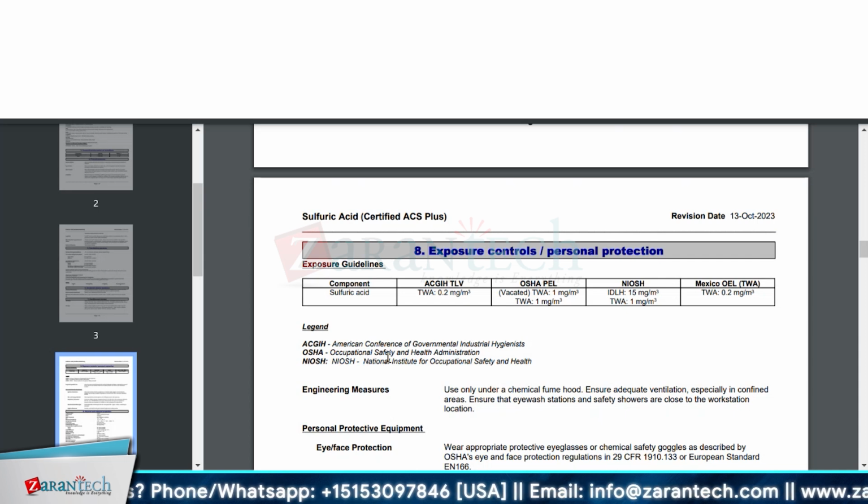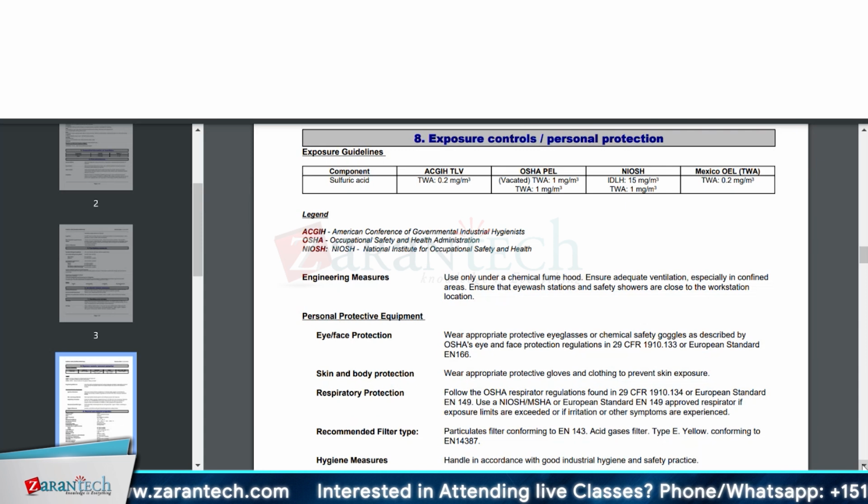They have clearly mentioned what ACGIH and the others are. ACGIH is the American Conference of Governmental Industrial Hygienists, OSHA is the Occupational Safety and Health Administration, NIOSH is the National Institute for Occupational Safety and Health. As I told in my introduction, I did OSHA, and I did IOSHA also, so I'm certified in these institutes. Next, engineering measures. You have to take care of them, for example if it impacts your building or something, how to take care of that.